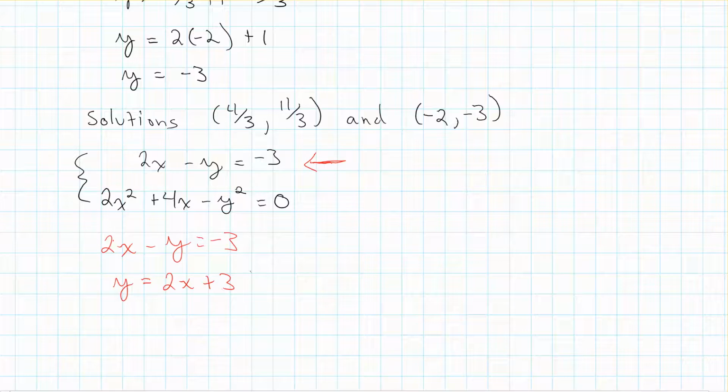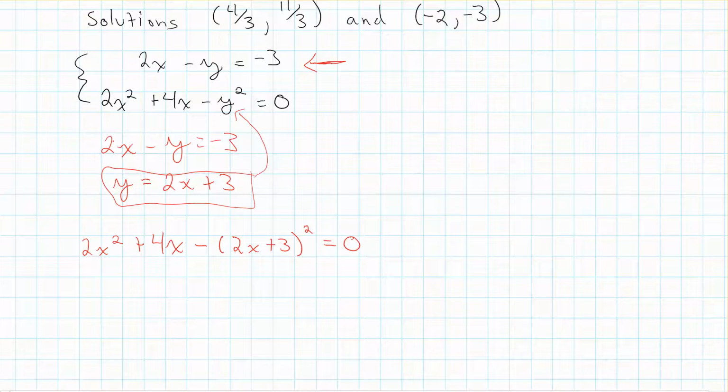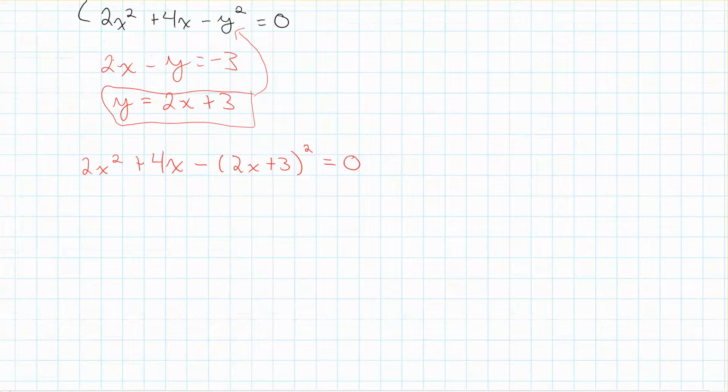Alright, now we would take this and substitute it in here, so we're going to have 2x squared plus 4x minus the quantity 2x plus 3, quantity squared, equals 0. Again, notice how anytime I substitute in, I put it in parentheses to make sure that I do all of the steps that I need to.